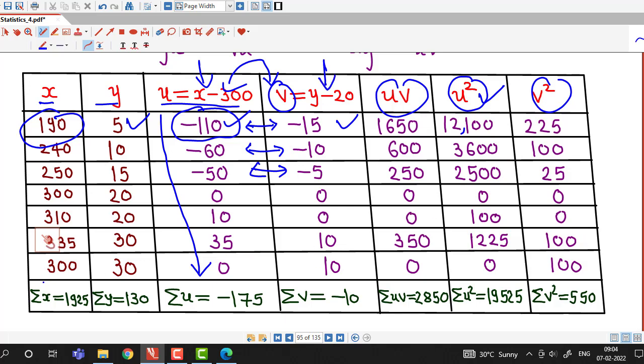Now we have made the total for each column. Sigma x is 1925, sigma y is 130, sigma u is minus 175, sigma v is minus 10, sigma u into v is 2850, sigma u square is 19525, and sigma v square is 550.